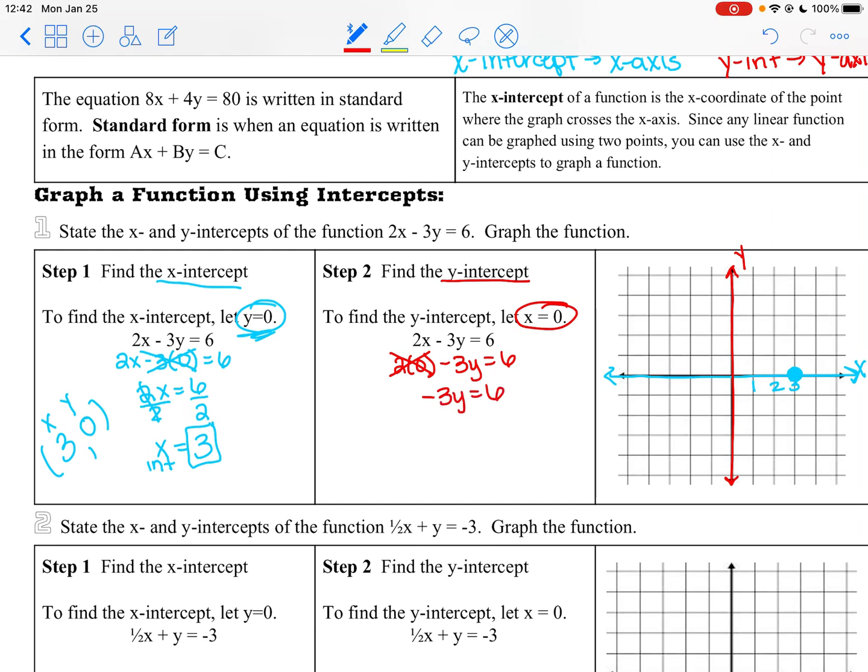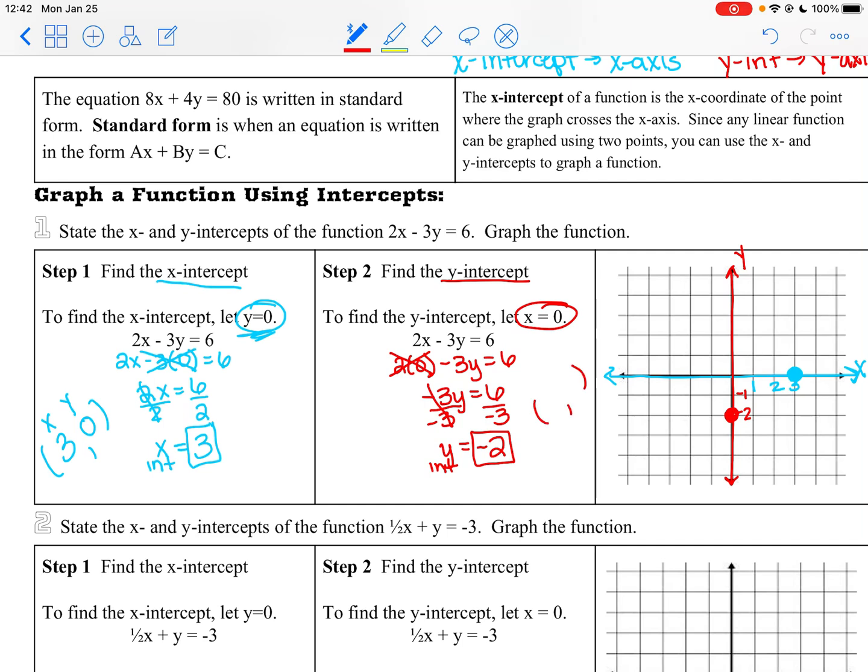So once I solve this one-step equation, I will have the y-intercept. So again, this is multiplication, -3 times y. So I'm going to do the inverse operation of division on both sides to get that y by itself. So I divide both sides by -3, and 6 divided by -3 is -2. So -2 is going to be my y-intercept. So on my graph, I go down to -2 and put my second dot. So now that I have 2 points, I can draw that line.